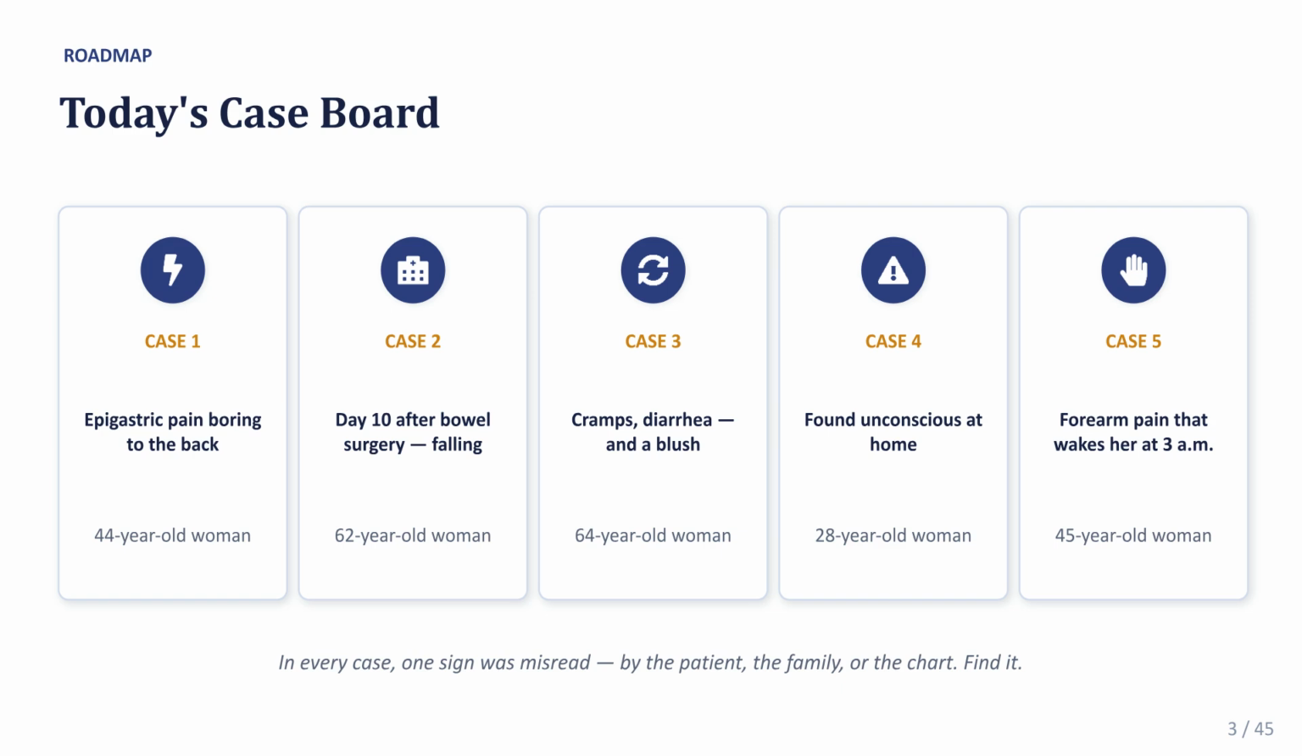We have 5 patients, each presenting with a sign that was misinterpreted by the patient, their family, or their clinical chart. From abdominal pain to unexplained unconsciousness, our goal is to find the true signal in each case. We start with Case 1.